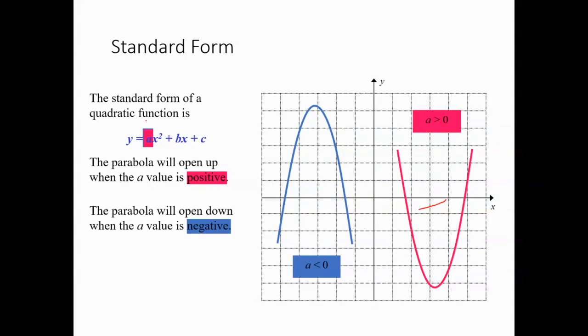But we still are looking at the value in front of the x squared term to know if our function is positive or negative. Same thing as in the vertex form. If a is greater than 0, it's positive, right? And that means it opens up.